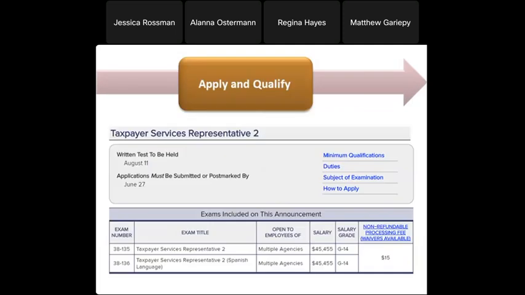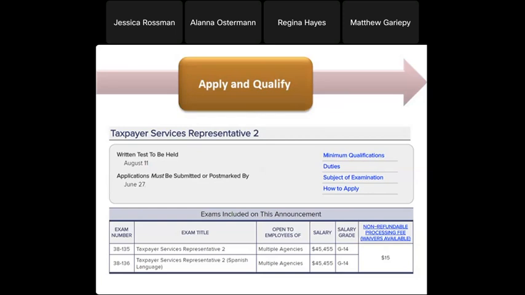Okay, so Carlos has found the exam announcement for the Taxpayer Services Representative 2 title. Exam announcements contain all of the information you'll need to apply. This includes the title and salary information, the exam date, the application deadline, and the minimum qualifications to take the test, the duties of the position, and the type of exam. It's important to read through the minimum qualifications on the exam announcement. If you feel that you meet them, then apply by the deadline. Late applications will not be considered.